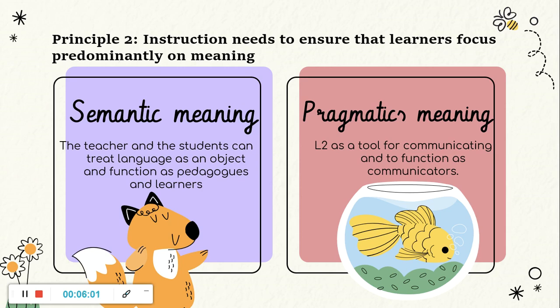Okay, let's go to principle number 2. Instruction needs to ensure that learners focus predominantly on meaning. Focus on meaning is somewhat ambiguous. As we could see on this slide, there are two different senses: one, semantic meaning, and then pragmatic meaning. In semantic meaning, the teacher and the students can treat language as an object and function as pedagogists and learners. And then in pragmatic meaning, the L2 is a tool for communicating, and they function as communicators.